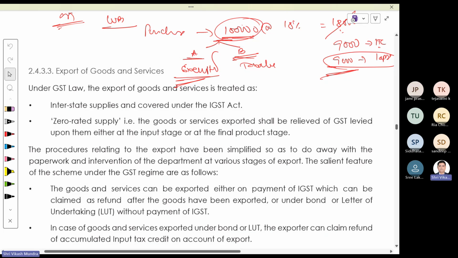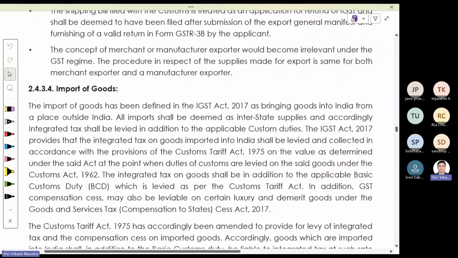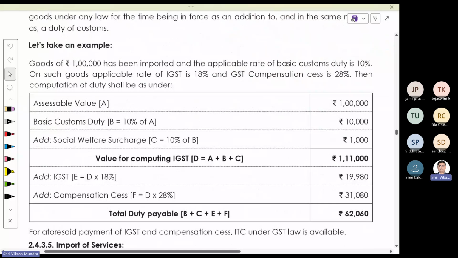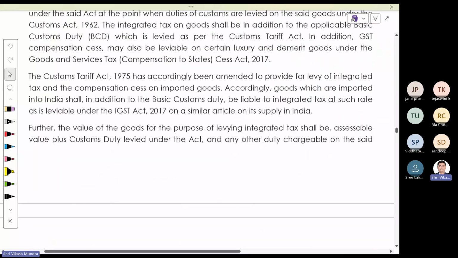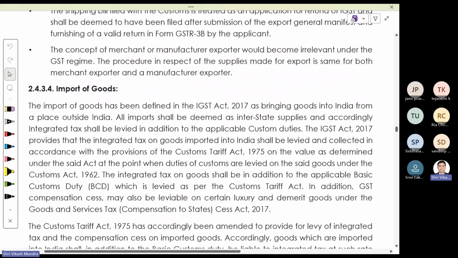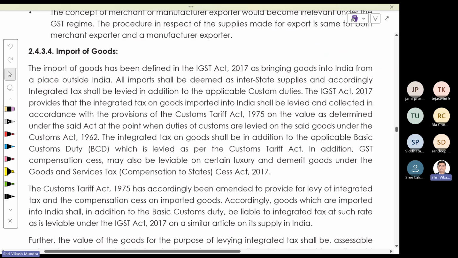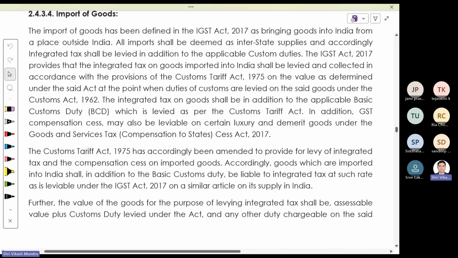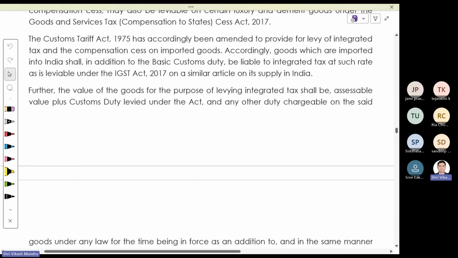Yesterday we discussed zero rated supply, etc., and import of goods. We are discussing place of supply. In case we are importing some goods from outside India to India, then it is treated as interstate sale. On that transaction, apart from custom duty, you are liable for IGST, or in some cases, you may also be liable for GST compensation cess.